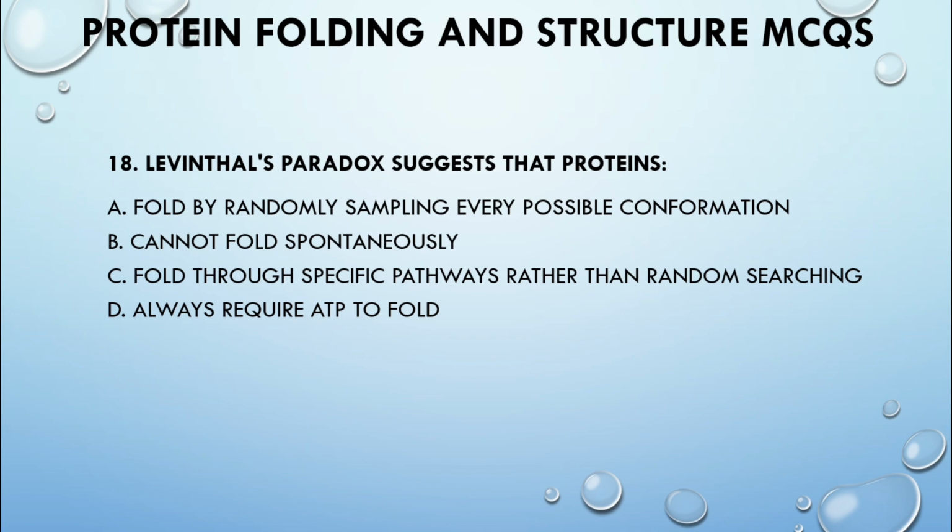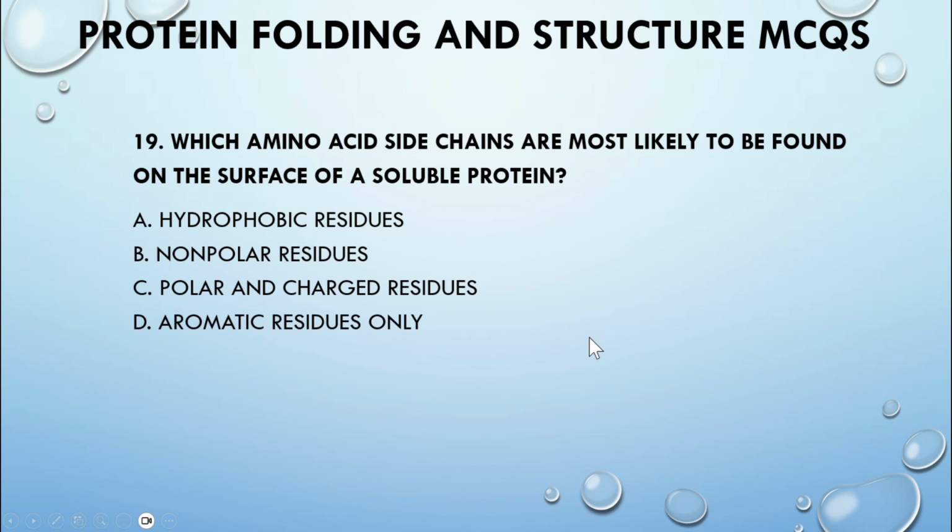Number 18. Levinthal's paradox suggests that proteins A. fold by randomly sampling every possible conformation, B. cannot fold spontaneously, C. fold through specific pathways rather than random searching, D. always require ATP to fold. The correct option is C. Now, if proteins sampled every possible conformation randomly, folding would take an impractically long time. Instead, they follow efficient folding pathways.